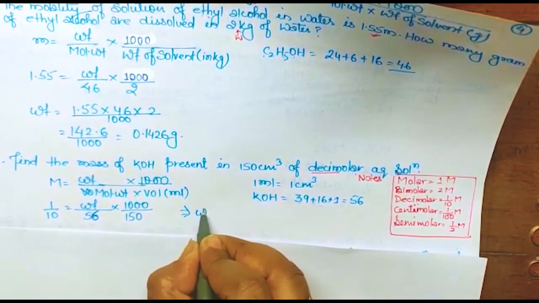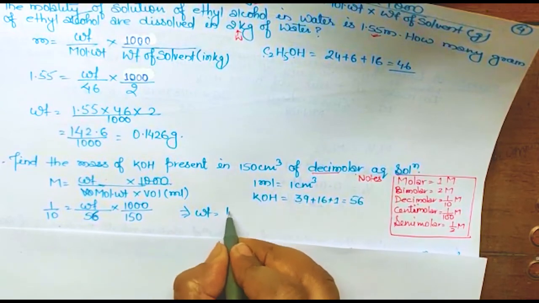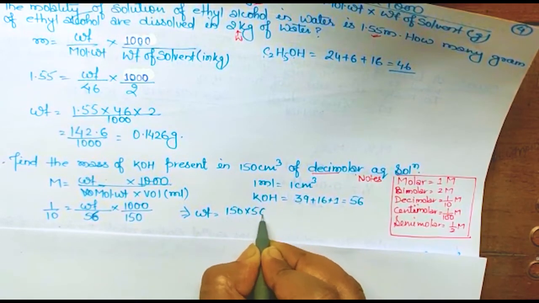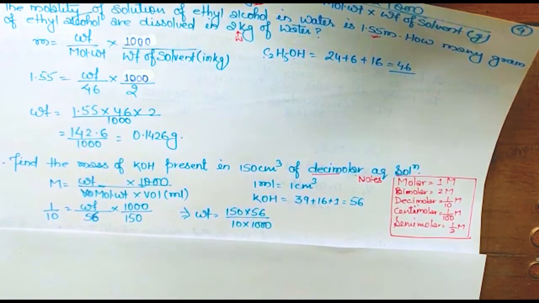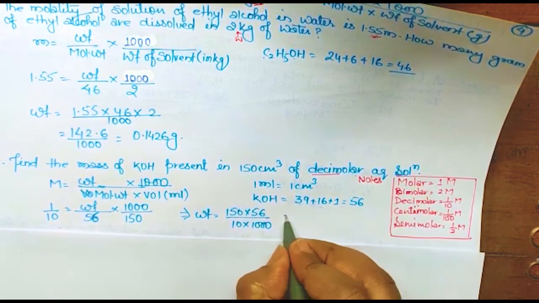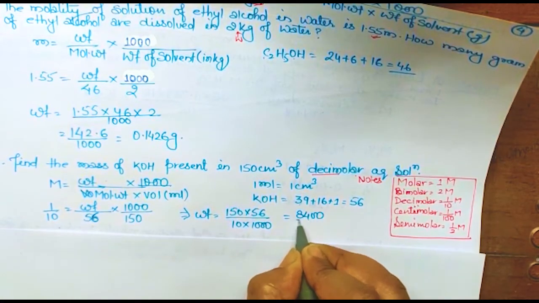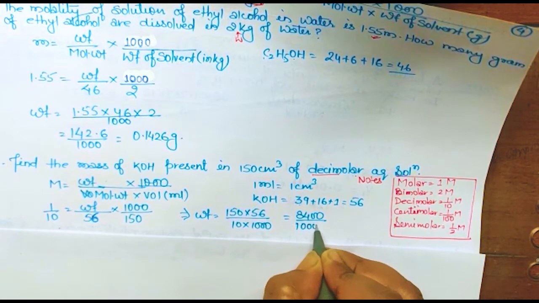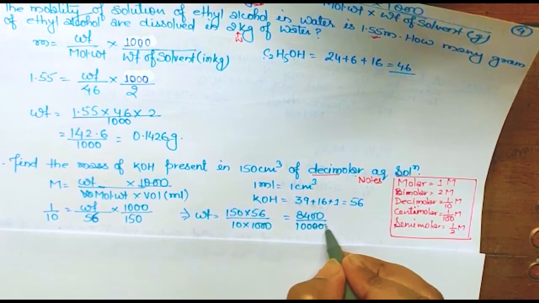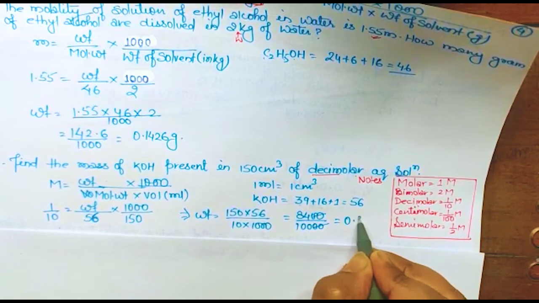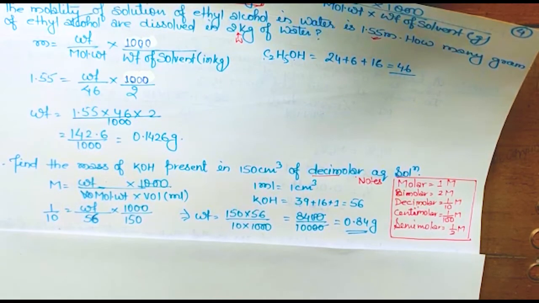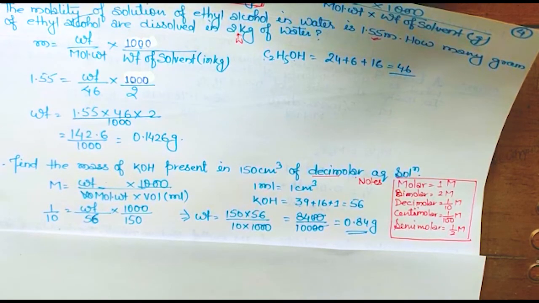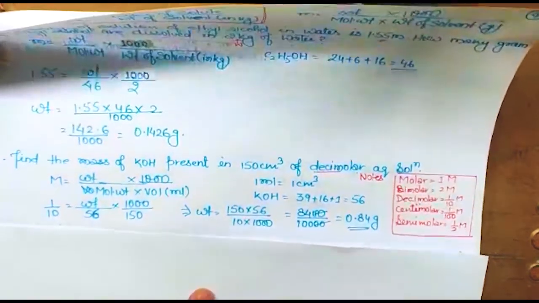So we can write weight is equal to 150 into 56 upon 10 into 1000. So it will be 150 multiplied by 56. You are getting 8400, and here 10,000, so the zeros cancel, and it will be 0.84 gram. Got the answer? Any doubt in this? Okay. Another question I have also written, so let's solve this question.